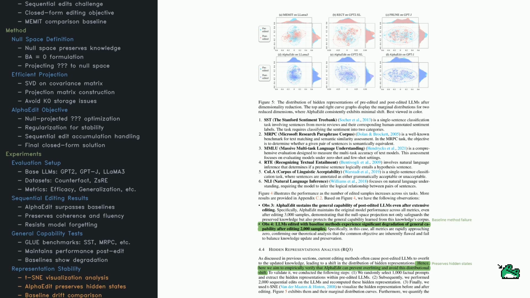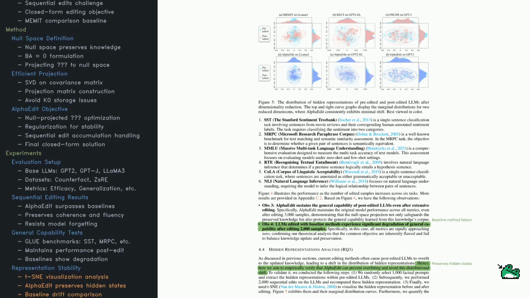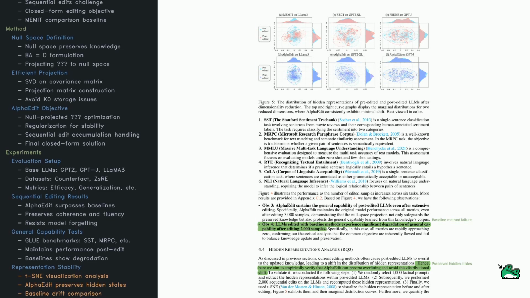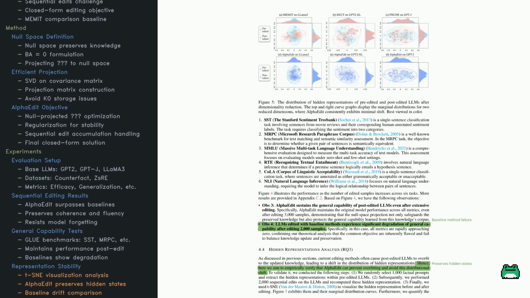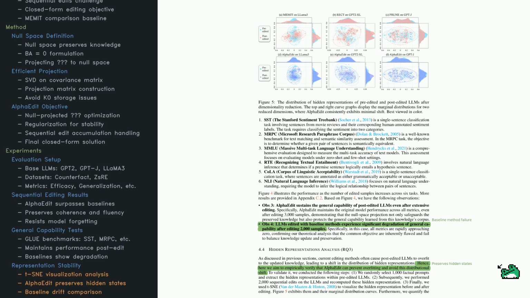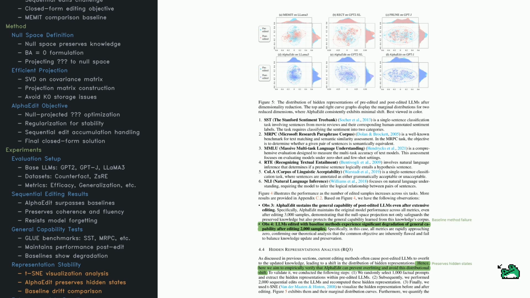They double-check with tasks like SST and MMLU. AlphaEdit holds up. Other methods degrade fast. The takeaway? AlphaEdit isn't just accurate, it's stable.